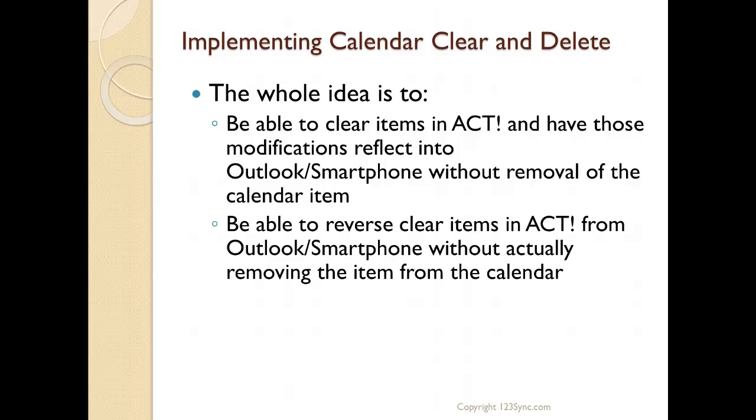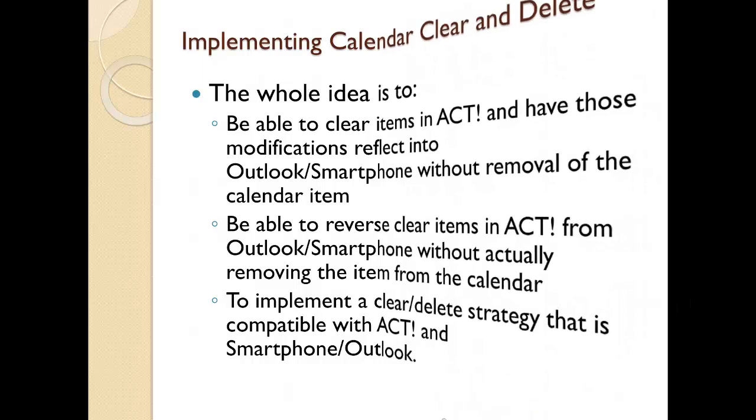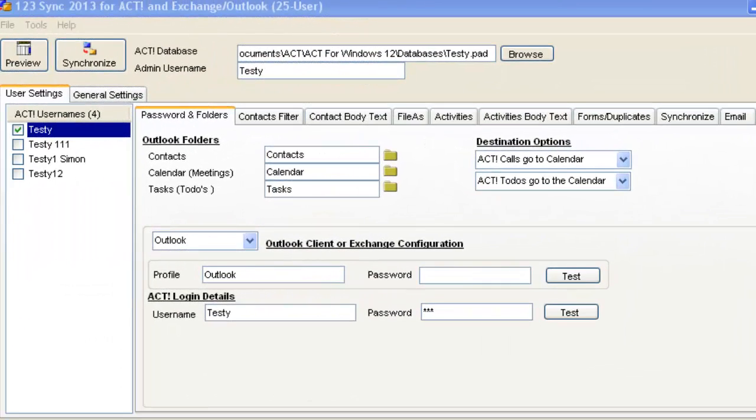The second idea is to reverse clear Act items from Outlook or Exchange or the smartphone without having to go to Act and do it. On the smartphone, just type in the tag and it gets cleared. This is important because it implements a clear and delete strategy between Act and the smartphones and Exchange and Outlook that otherwise does not exist. So let's get into 123 Sync and set this up.